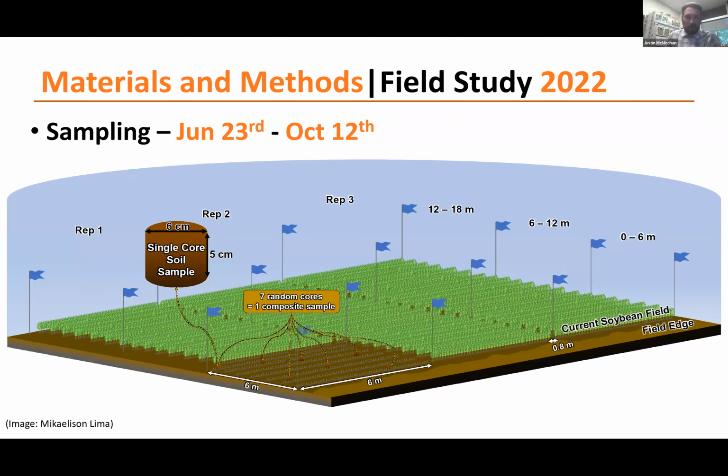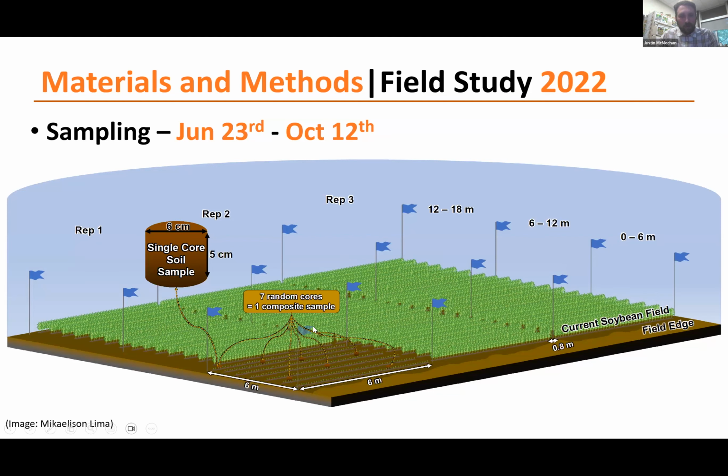We'll move to Mika's data. He has 2 years of studies. He has one similar to the design we just saw, which is right along the field border. And then given the potential differences with distance into the field, he added in additional distances in the 2022 field season and started sampling around June 23rd and went till October 12th with weekly samples. So another pretty dense data set.